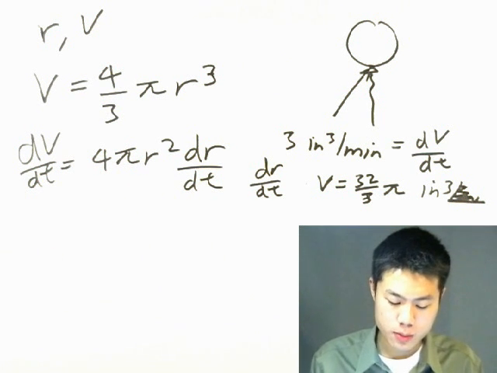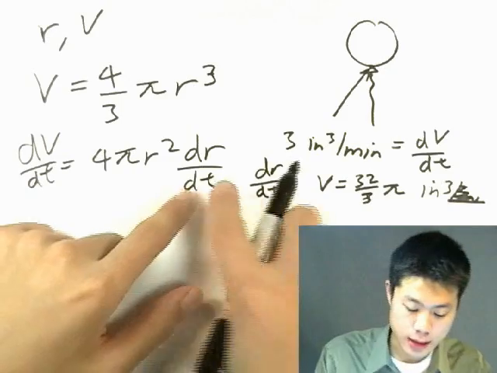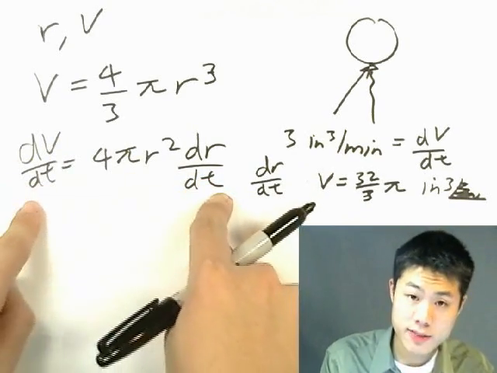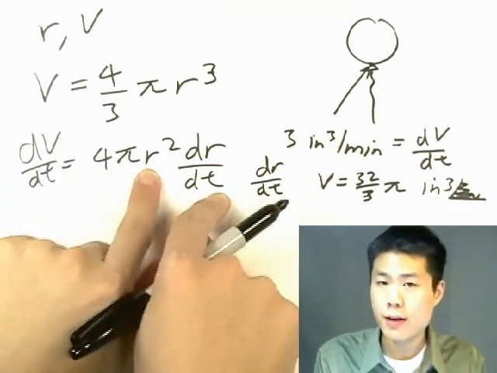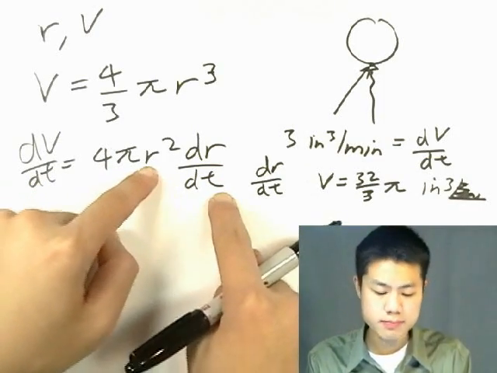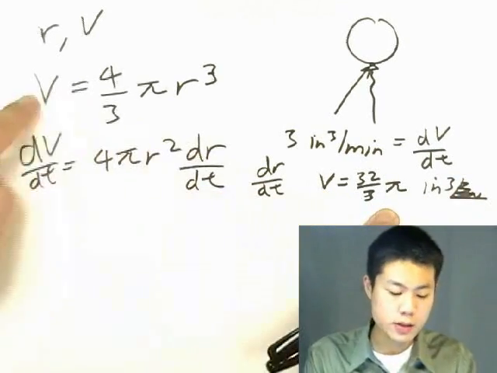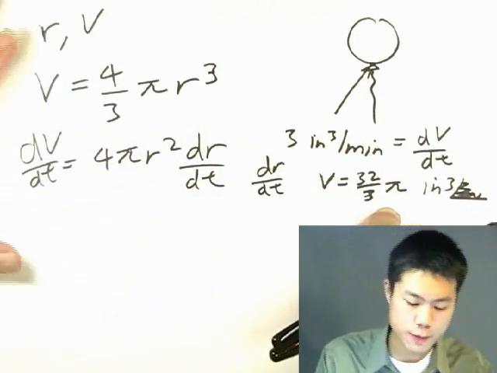Well, let's see. We're trying to find, in this case, dr over dt. We have dv over dt, but we don't have r. Is that a problem? No, it's not a problem, because we know the volume, and using this equation we can easily find the radius. So let's do that first.